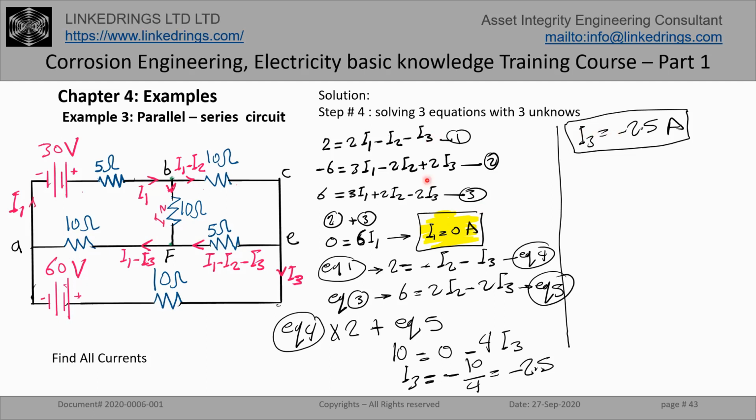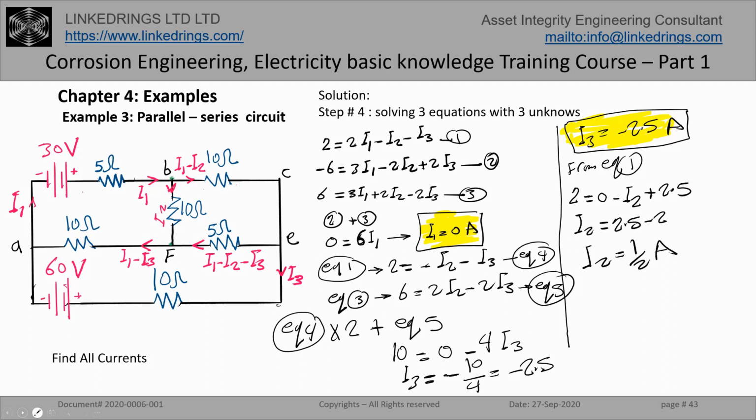We can substitute in any equation and we can find I2. So if we substitute in equation number 1 the values of I1 and I3, we will find that 2 equal to I1 is 0, minus I2 plus I3, so minus minus is plus, so plus 2.5. So we can find that I2 equal to 0.5 amperes.